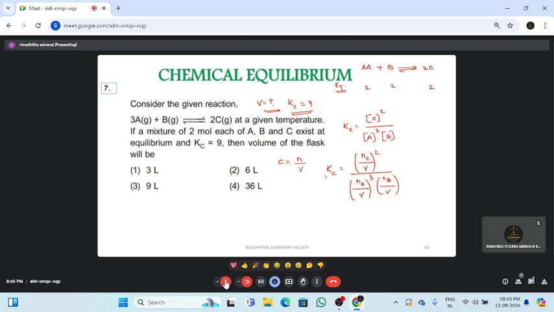What is the value of Kc? Yes, ma'am. 9. So left side we have 9. And what is the number of moles of C at equilibrium? It is 2. So (2 by V) the whole square divided by (2 by V) whole cube, 2 by V. Just simplifying this, we can find the value of V, that is volume of the flask. Please simplify and come up with the value of V.